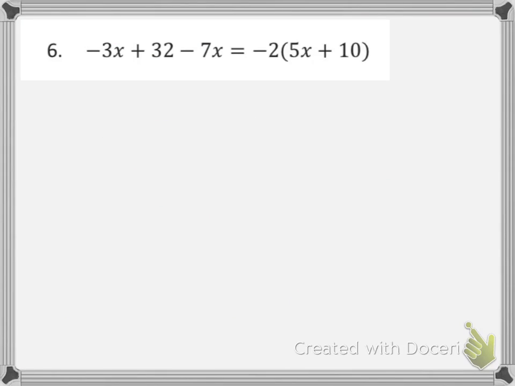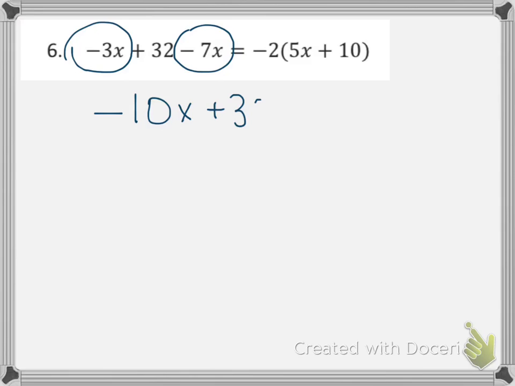Number 6. Let's see. I've got a negative 3x. I have a negative 7x. That's a negative 10x plus 32 is equal to distributive property. This is a negative 10x.